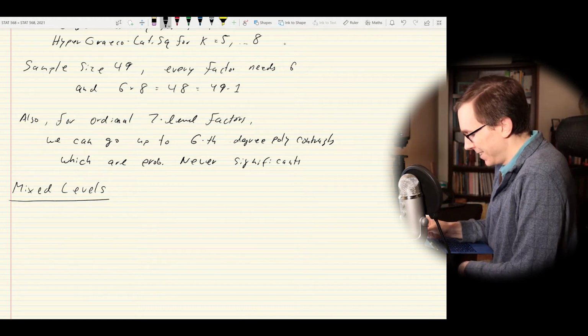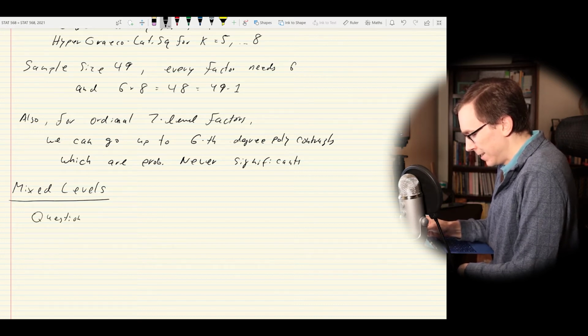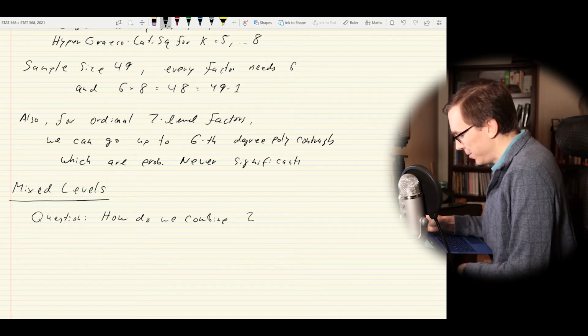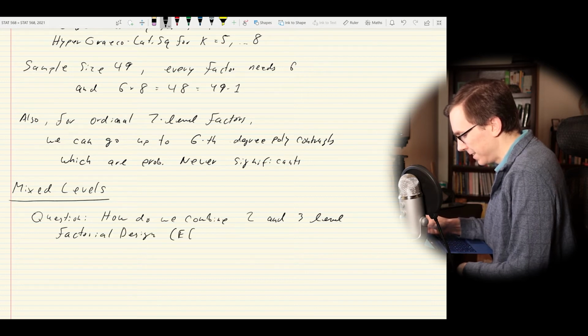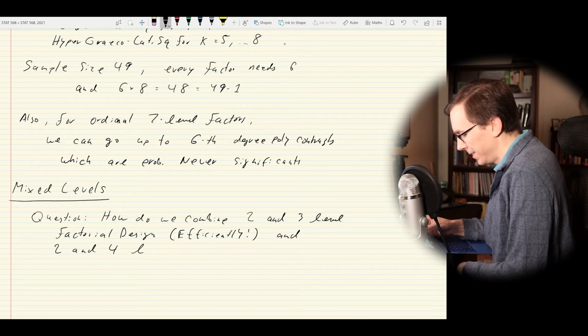But first, the rough idea. The question is, how do we combine, let's say, 2 and 3 level factorial designs efficiently, and, let's say, 2 and 4 level designs as well.